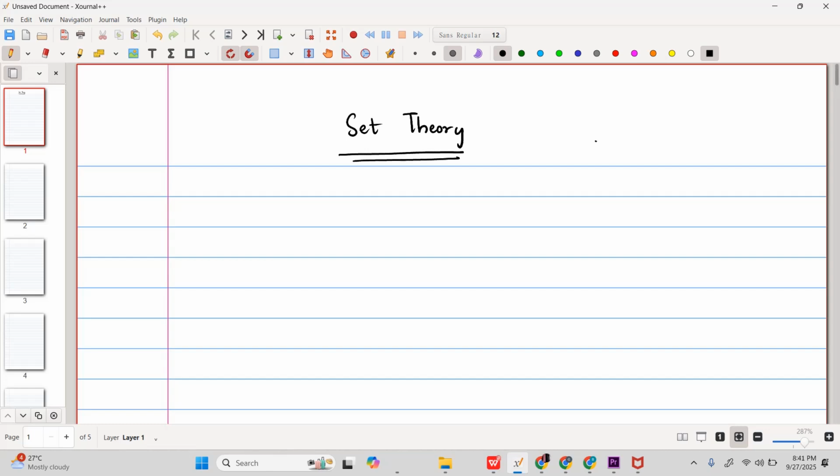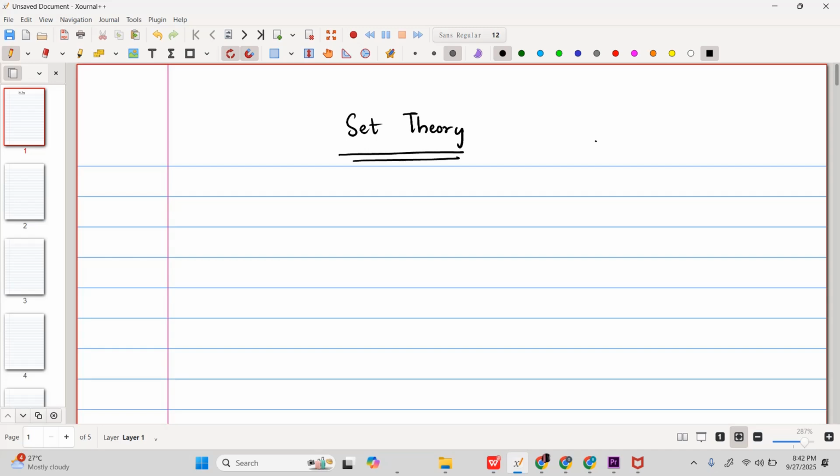Hello, we are introducing set theory in this video. Set theory means the different kinds: how to describe a set, different forms of set, different kinds of set, then operations defined on sets, and laws on sets, Cartesian product, etc.